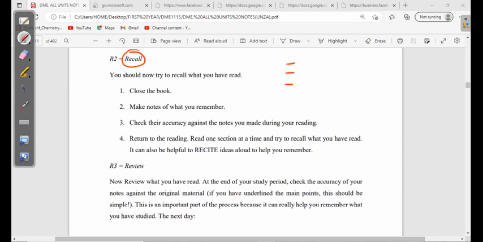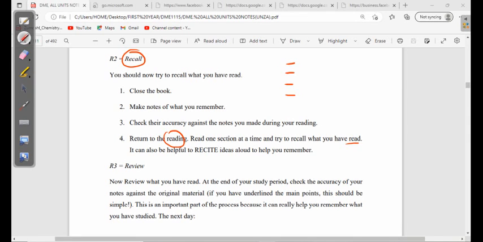And then after that, now you need to return to the reading. Read one section at a time and try to recall what you have read. It can be helpful to recite ideas aloud to help you remember. So you can even be shouting out ideas, not really shouting, but just saying them out. So after that, now you've got to review.